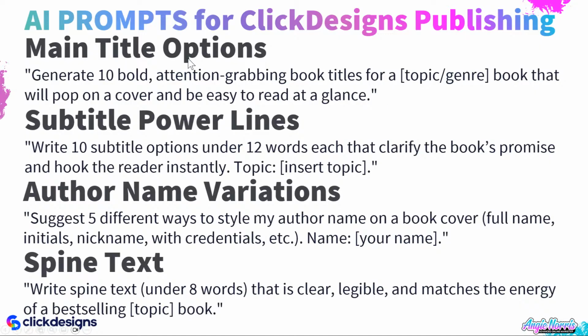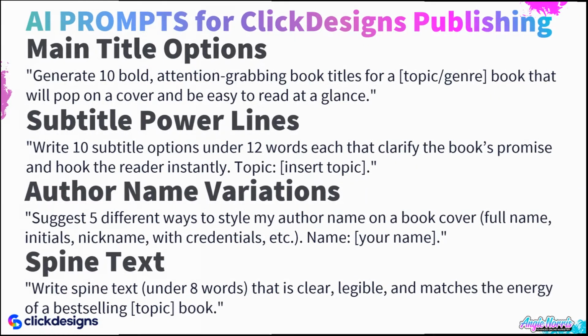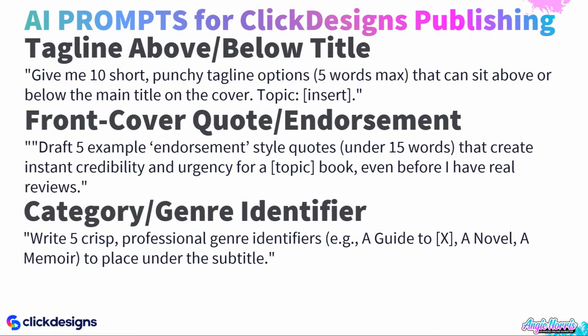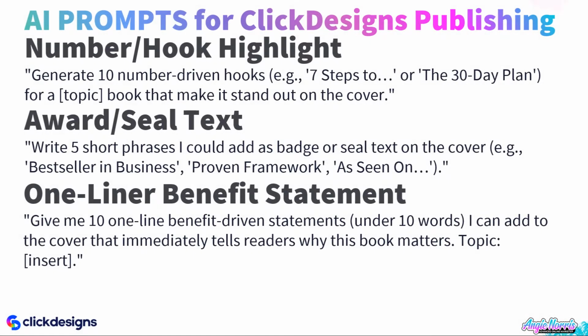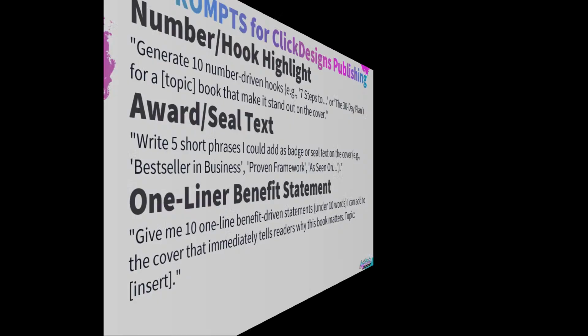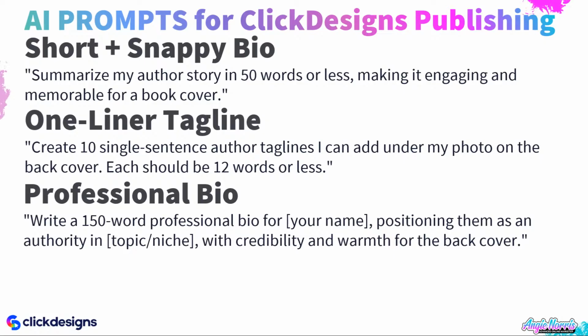Generate 10 of these: main bold, attention-grabbing book titles, main title options, subtitle power lines, author name variations, spine text, taglines above and below the title, front cover quote endorsement, category genre identifier, number hook highlight, award seal text, one-liner benefit statement, short and snappy bio, one-liner tagline, professional bio. So that's for publishing. You can use all of those.